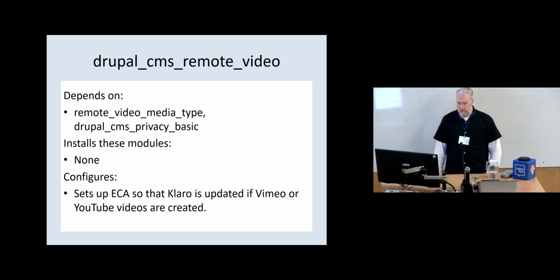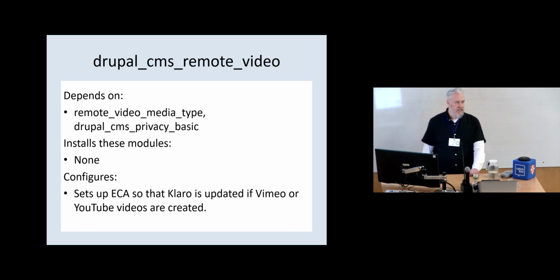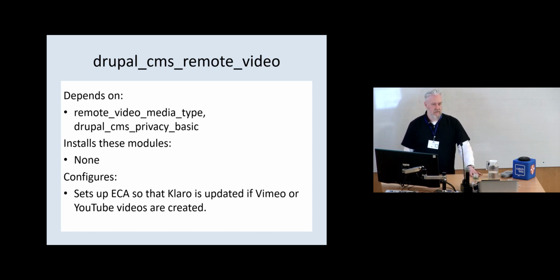Moving on, Remote Video. It uses the remote video media type, and it ties in to the privacy thing as well, so that if you do add Vimeo or YouTube videos, then obviously they come with their own third-party modules. This is quite nice in that the ECA module actually updates your own privacy policy to say, actually, we're using YouTube.